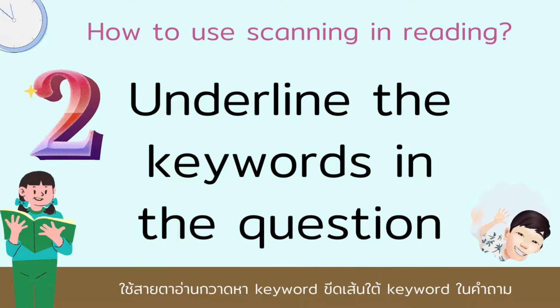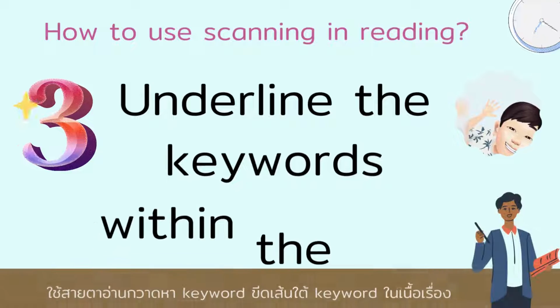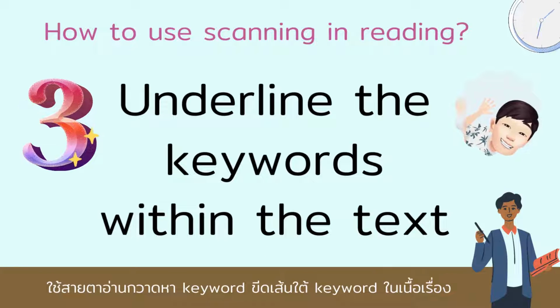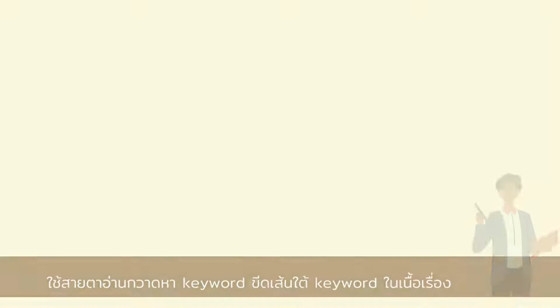Second, underline the keywords in the question. Read each question completely before starting to scan. Choose your keywords from the question itself. Third, underline the keywords within the text. When you locate a keyword, read the surrounding text carefully to see if it is relevant.